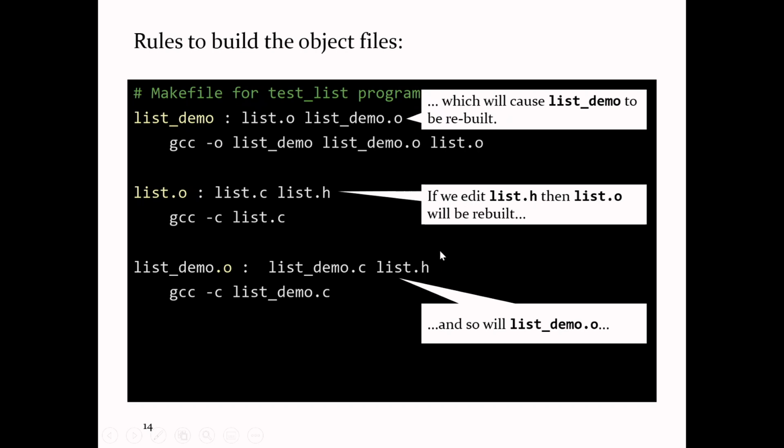And then when you rebuild listdemo.o and list.o, now these prerequisites have changed, so make automatically rebuilds listdemo.